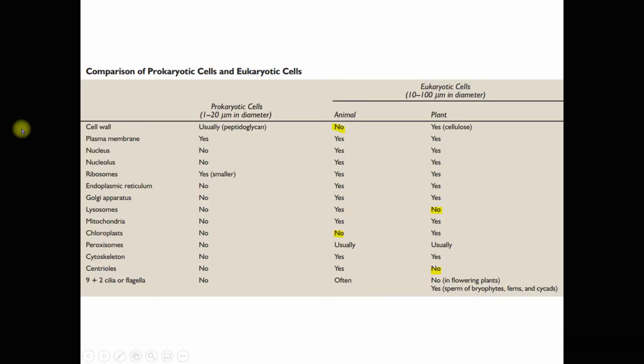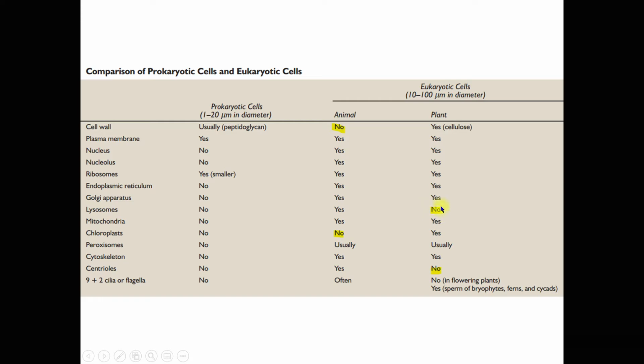So now, a comparison for these three cells, the prokaryotic with the animal and plant cells, right? Now the cell wall of the prokaryotic cells is usually made from peptidoglycan. To say, it's a combination of protein with carbohydrates, right? Animal cells obviously don't have a cell wall, whereas the plant cell's cell wall is made from cellulose. So you can go through on your own, which one is yes, no, and so on.